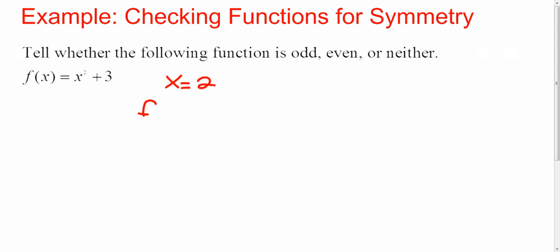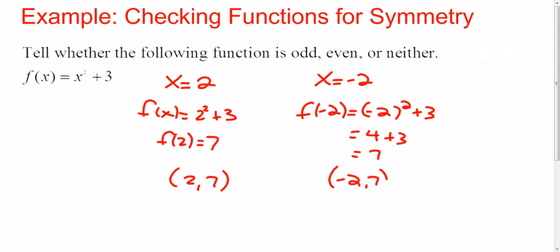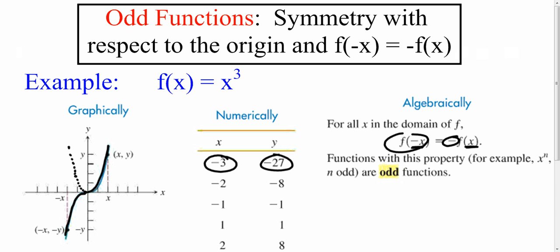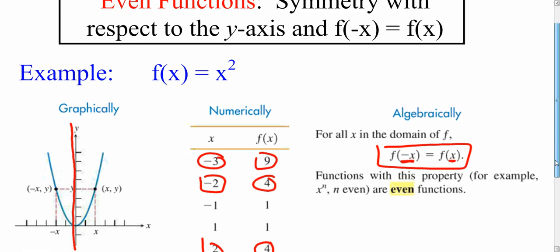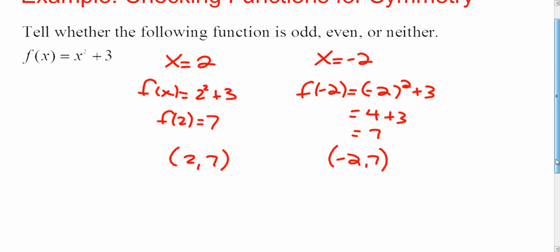When I plug in 2, then f of x is 2 squared plus 3, or f of 2, I should say, is 7. So if you think about this, I get (2, 7). I plugged in 2, I got 7 for the output. Now let's see what happens when I plug in negative 2. f of negative 2 would be negative 2 squared plus 3, which is again 4 plus 3, which is again 7. So when you plug in a number and its opposite and you get the same y value out, that means that you have an even function. So this right here is even.